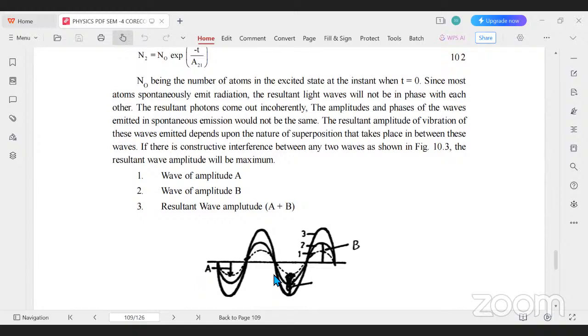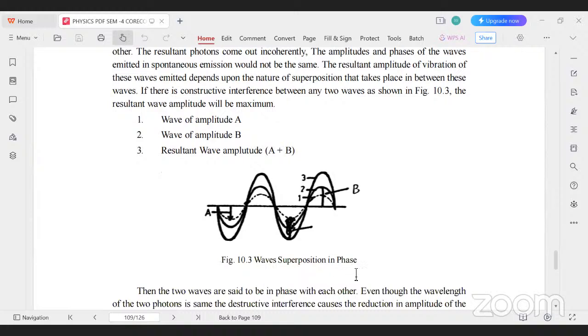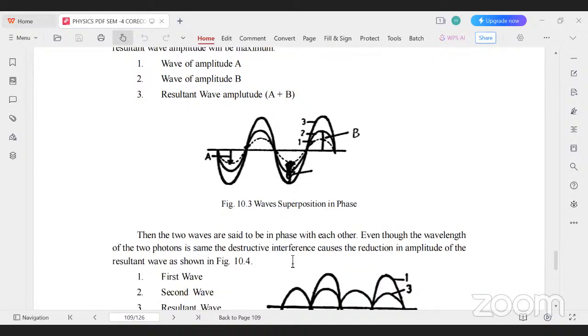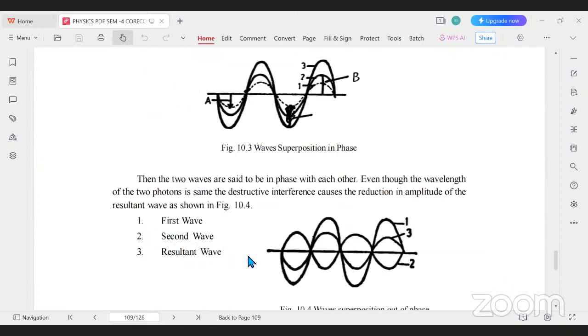So how the radiation takes place, how we can take the amplitude: the resultant wave amplitude is A plus B. So here we can see wave superposition in phase. These two waves are said to be in phase with each other. Even though the wavelengths of the two photons are the same, the destructive interference causes a reduction in amplitude of the resultant wave, as shown in the figure.